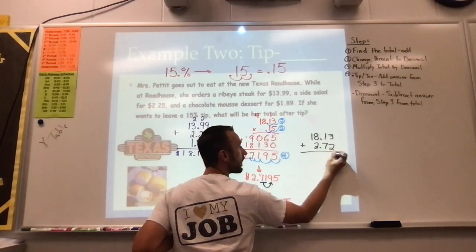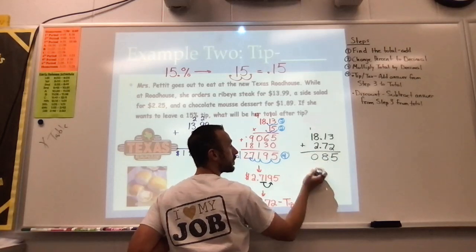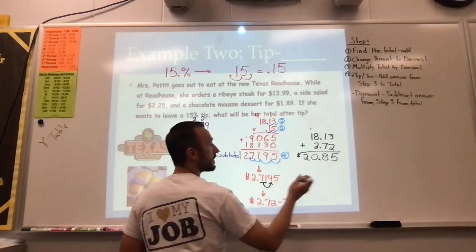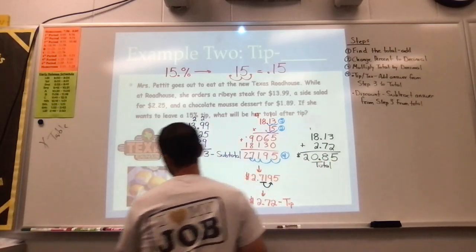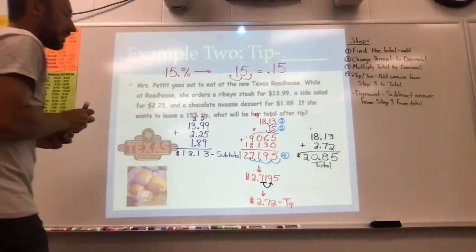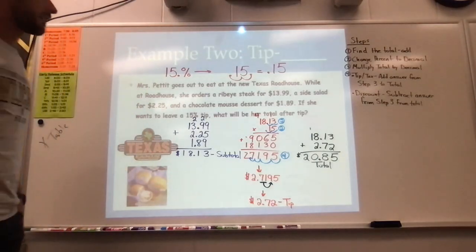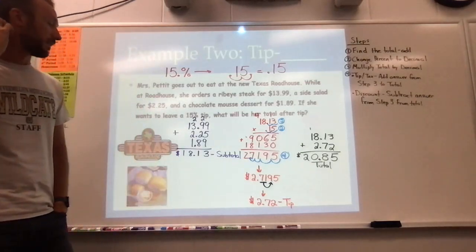2 plus 3 is 5. 1 plus 7 is 8. 8 plus 2 is 10. Carry my 1. 1 plus 1 is 2. Bring that decimal point straight down. Mrs. Pettit is going to owe her waitress, not owe, but will pay for her entire visit to Texas Roadhouse $20.85 for both her meal and the tip. I keep saying tax, sorry. For the tip she'll have to pay.